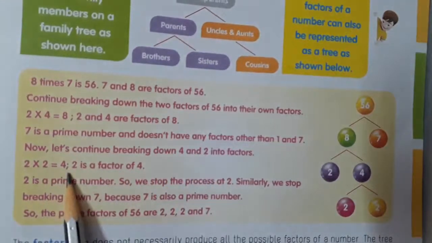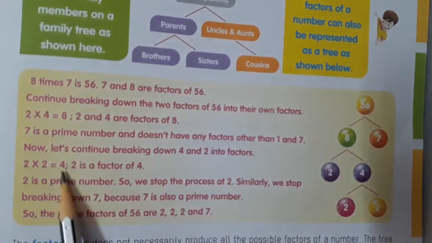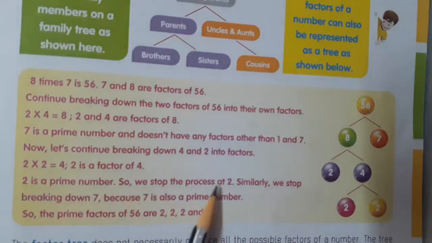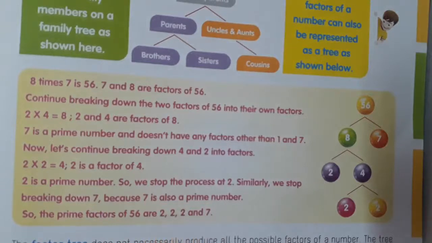2 twos are 4. So 2 is a factor of 4. 2 is another 2. 2 is a prime number, so we stop the process at 2. Similarly, we stop breaking down 7 because 7 is also a prime number. So the prime factors of 56 are 2, 2, 2 and 7.